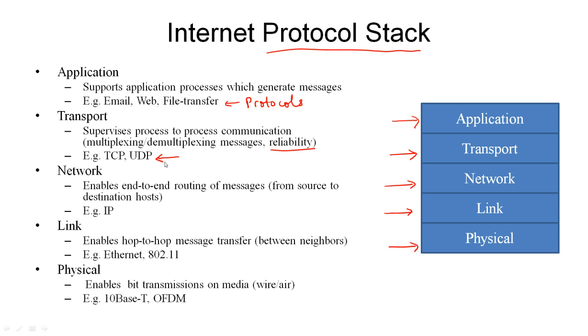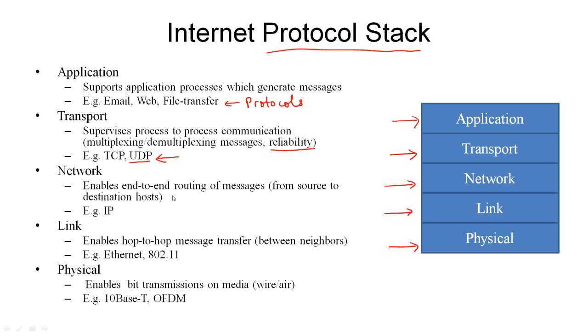Even here, we have multiple protocols. Why multiple protocols? Basically, it gives you a choice. For example, UDP does not support reliability. So if you don't want reliability for your applications, you can just use UDP. TCP, on the other hand, supports reliability.